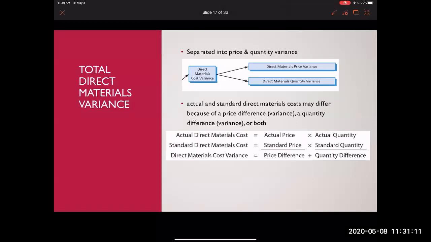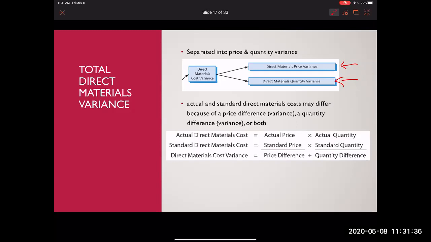All right, guys, so here we are taking a dive into the total direct material variance. And as I mentioned in the last video, this total direct material variance is now separated into two smaller variances, which is direct materials, which is this one, which is the direct material price variance, and the other one is the direct materials quantity variance.